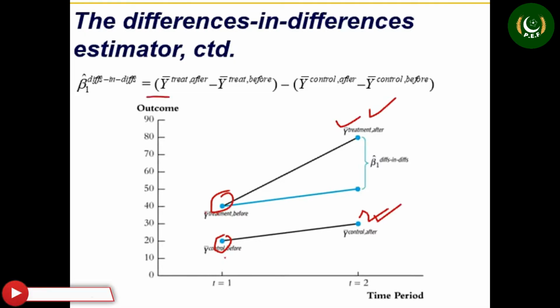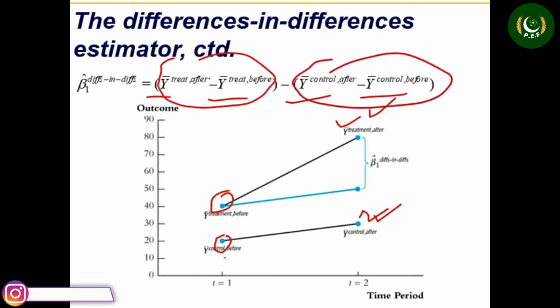So the average treatment effect, whatever your sample size, is the average after treatment minus the average before treatment, minus control after minus control before. This difference is 40 here in this graph, and this difference is 10. So 40 minus 10 will be the impact, not 40. So 30 will be the actual impact of treatment. It's not 40, as the difference between this one and this one is 40, which is not the right way. This is called the differences in differences estimator.